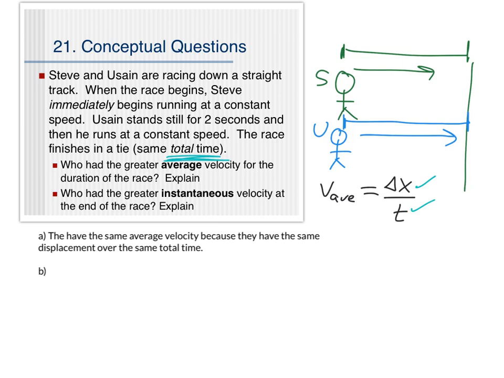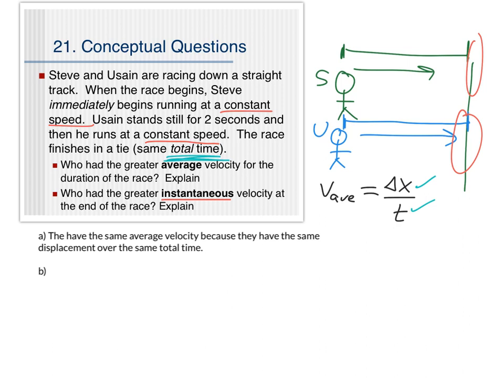All right, for question B, we now want to think about who had the greater instantaneous velocity, and that's really the key word here. So we're really just thinking about this moment right at the very end when they're crossing the finish line. And there's one other important thing to consider with this one: it does tell us in the problem that both run at a constant speed. So once they start running, both people are moving at a constant speed.